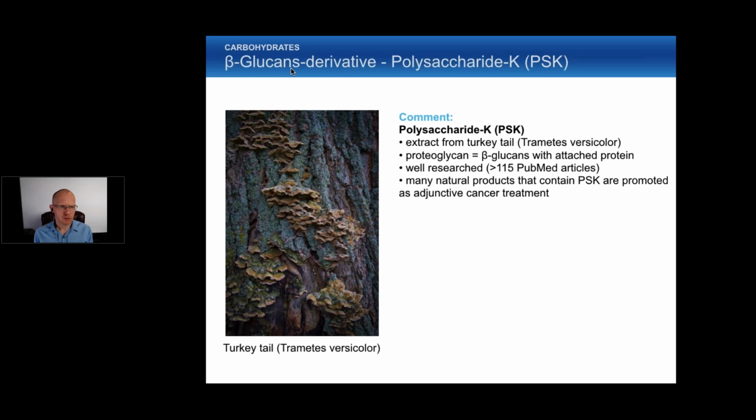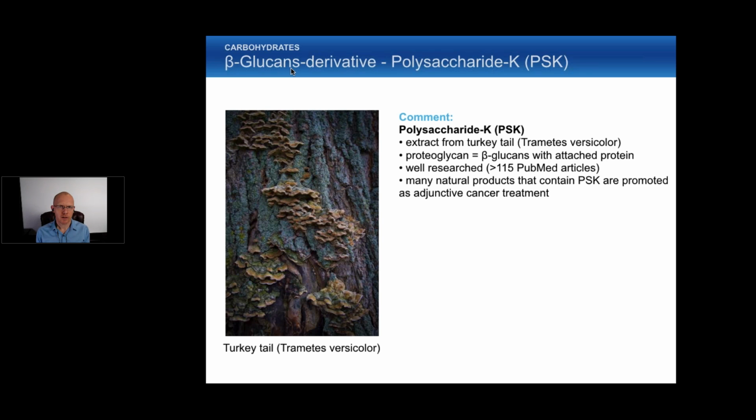So on the left-hand side, this is turkey tail. Either Coriolus or Trametes versicolor is the name for it. There is a particular type of carbohydrate found in this mushroom called polysaccharide K, so PSK. And this is an extract from turkey tail, and it's fairly well researched. So just so you know, Trametes versicolor, Coriolus versicolor, it's the same fungus. Sometimes there's two different names for it.